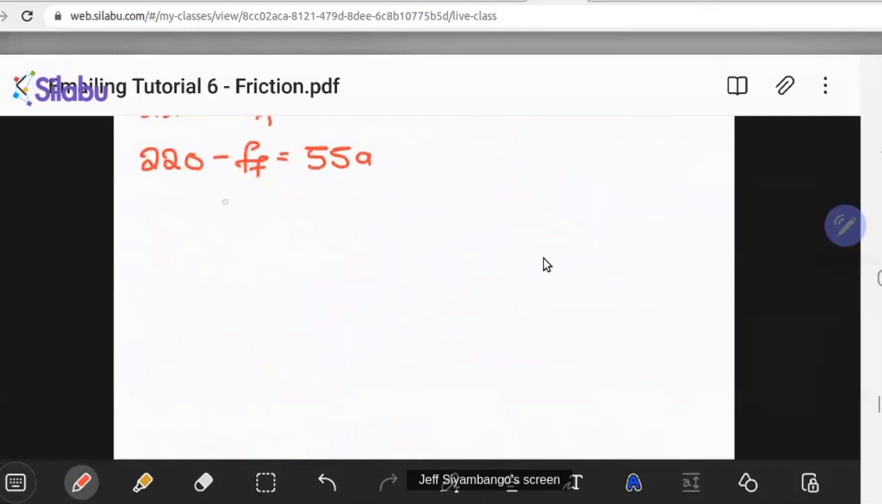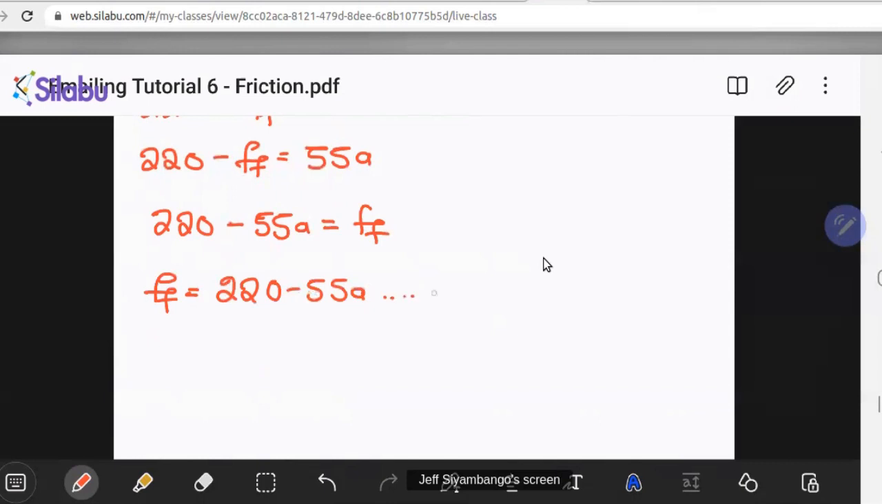So I'll make FF the subject of the formula here, which becomes 220. The 55A will cross, so it becomes negative. The force of friction will go the other side and it becomes positive. So the force of friction is equal to 220 minus 55A. Hold on to this because I need the acceleration to actually find what the force of friction is.